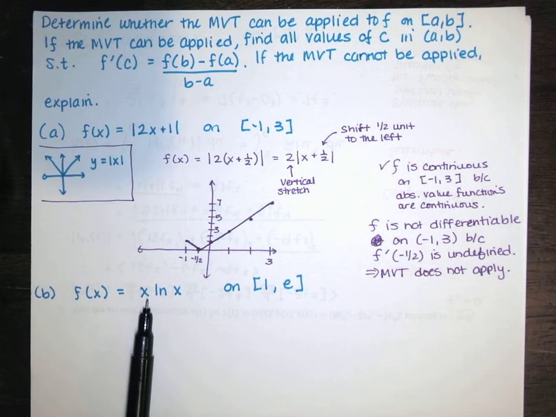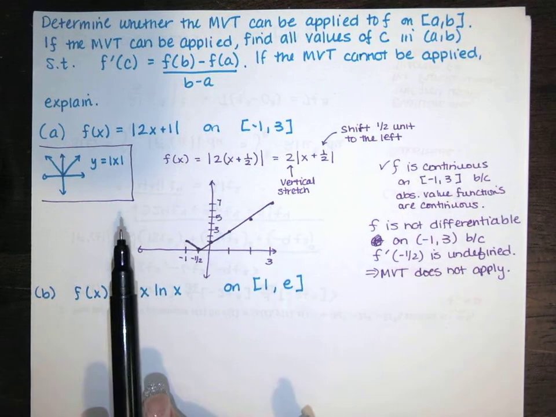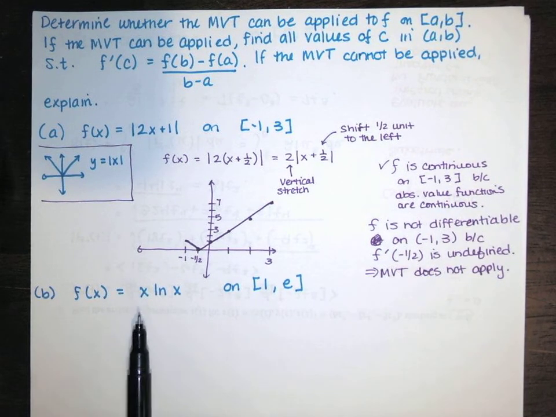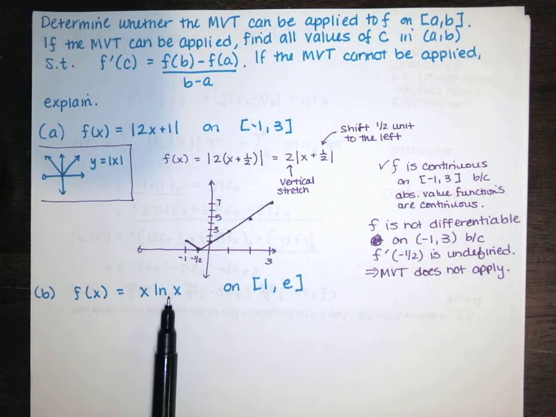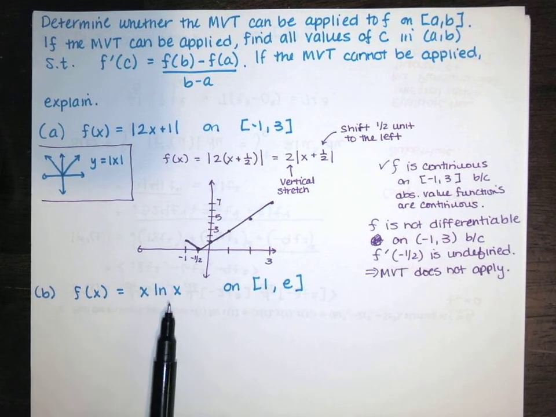well, there are domain issues here. In order to determine whether the mean value theorem applies, we still need to check for continuity and differentiability. This function is well defined whenever the expression inside the logarithm is positive, because we can't take the log of a negative number or 0, not in the real number system. So this function is continuous as long as x is positive, and we're on this interval, so x is positive.